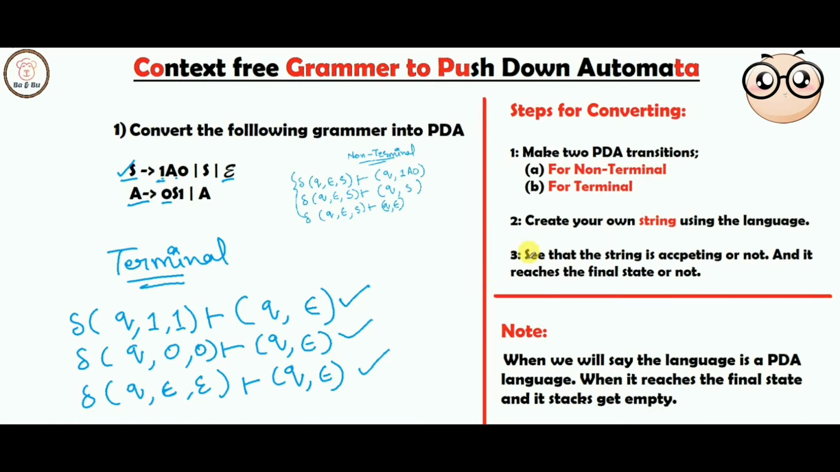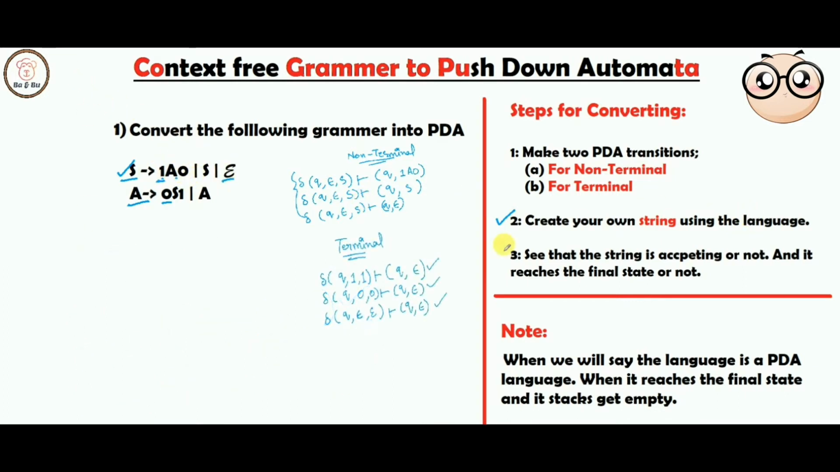So let's begin the second step. In the second step we have to create some strings using this language. Let's create some strings. Now I'm going to make a string by using this grammar. So let's begin with the grammar. Here S gives you 0, then A gives you 1.